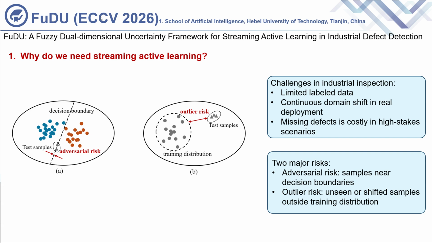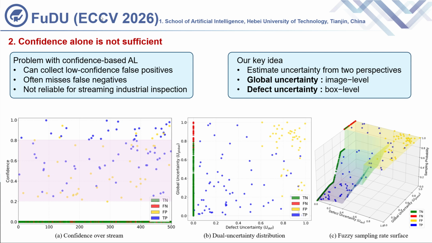For high-stake inspection, especially nuclear field road defect detection, missing a defect is much more serious than selecting a few extra samples for annotation. So a simple confidence-based active learning strategy is not enough.